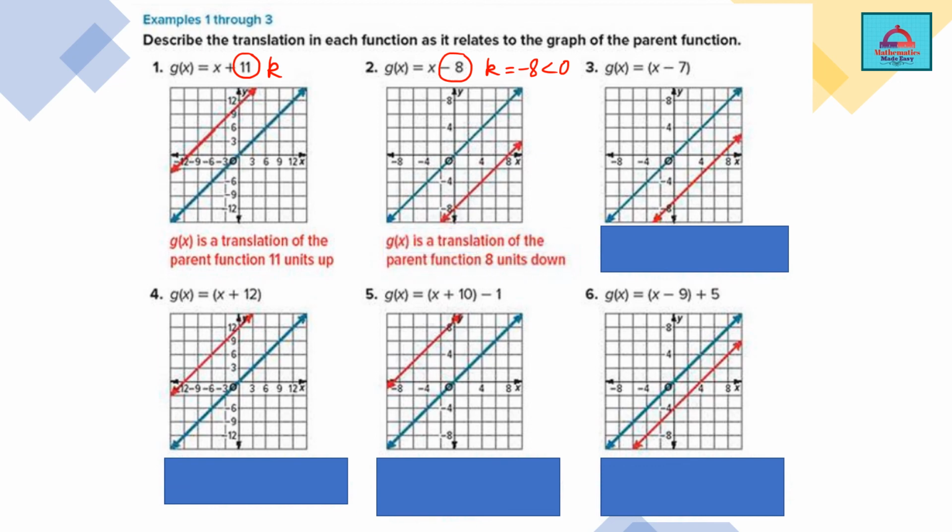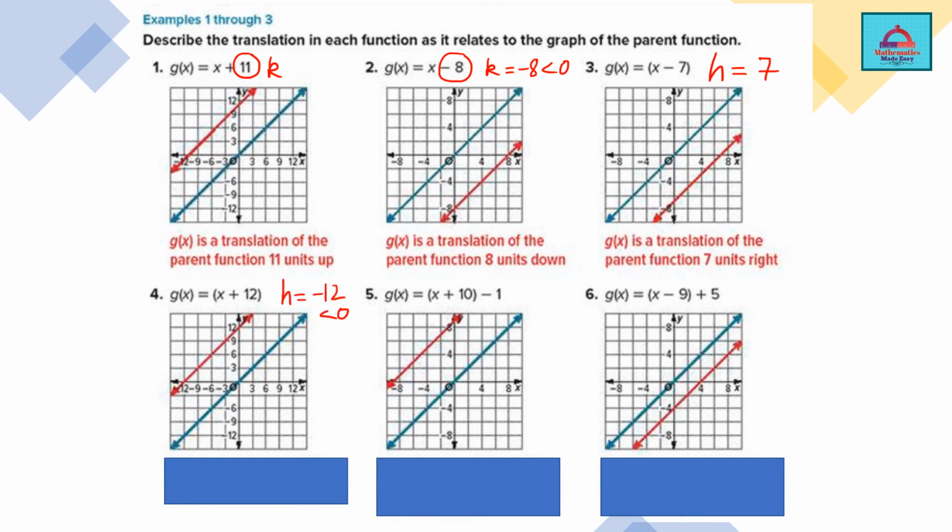Next is where you have the grouping, you have the bracket. So this is an example of horizontal translation. So h is 7. So the graph is going to move to the right by 7 units. Again, this is an example of horizontal translation where h is negative. So it is going to move to the left by 12 units.